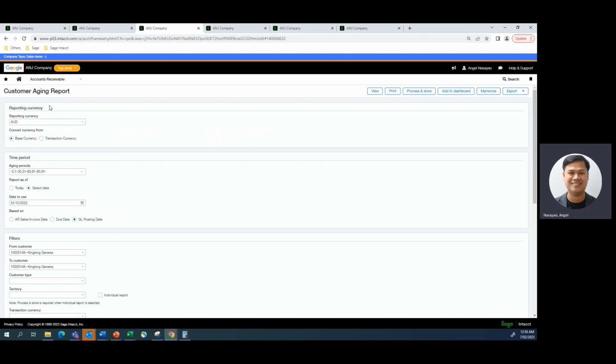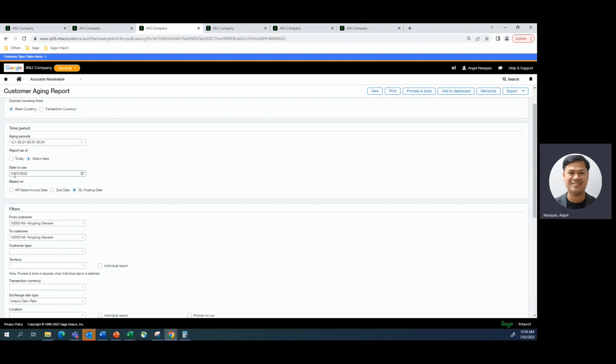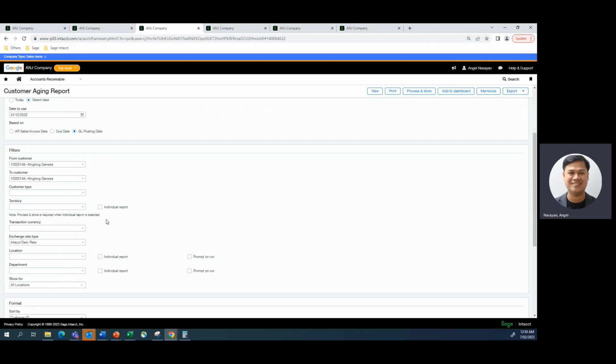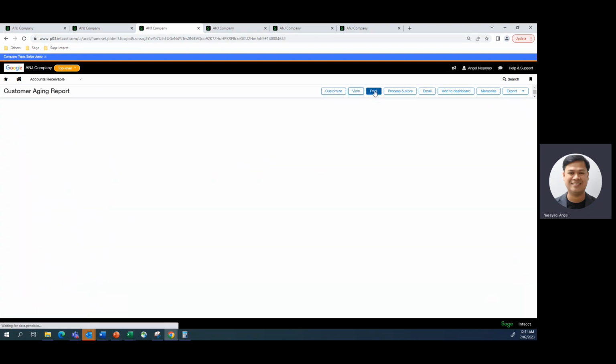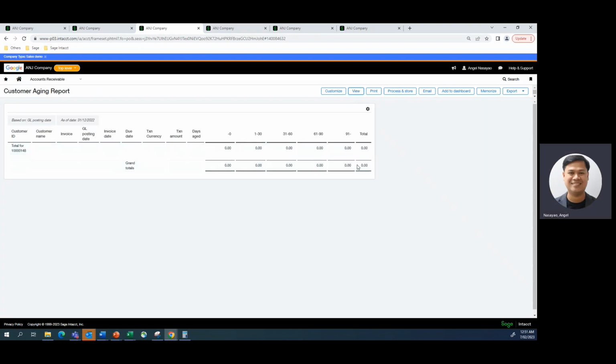So let's have a look at the customer aging. For example, I run the customer aging as of 31st of December 2022 for my customer, and I make sure that this demo is based on the GL posting date. If I click on view, you will notice in here that it's appearing as 0.